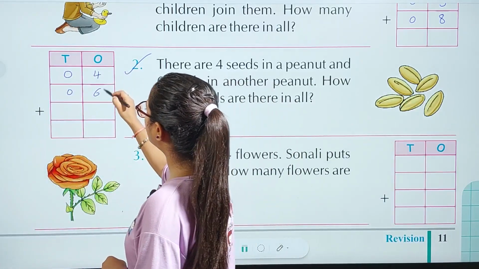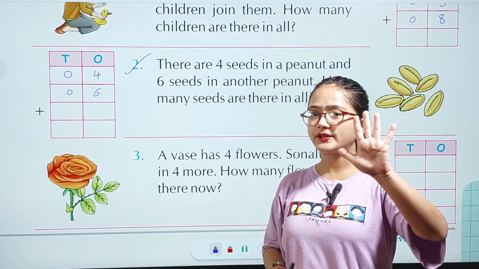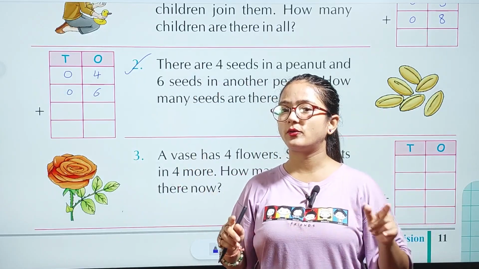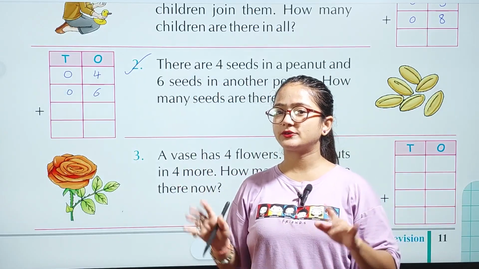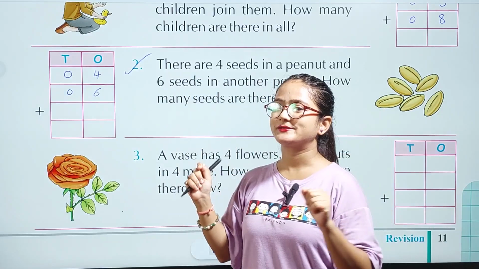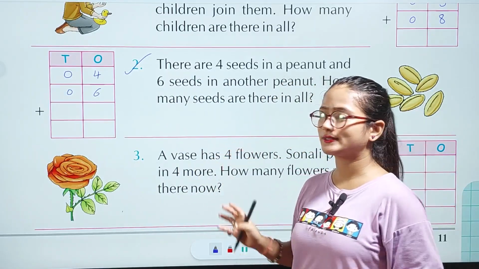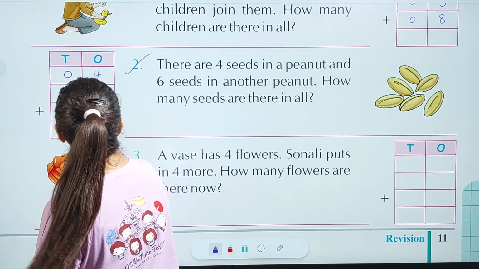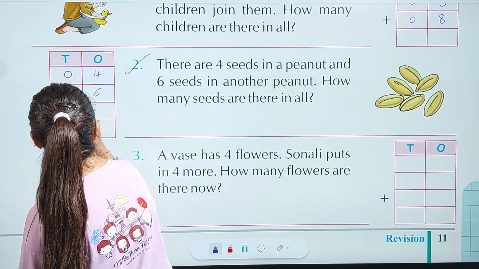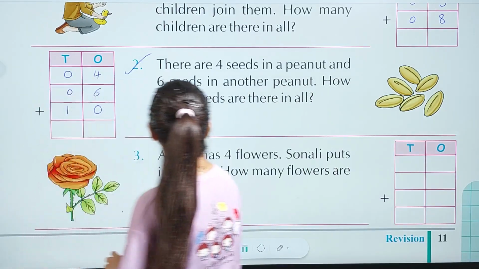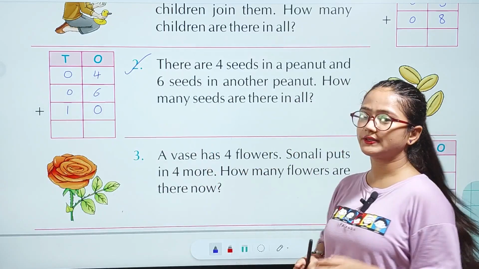Now just add 4 with 6. 4 fingers and 6 fingers. 4 plus 6. That means there are a total of 10 fingers. So how many seeds are there in total? 10 seeds are there. So write down 1, 0, 10. 1 should be in the tens place and 0 should be in the ones place. So 10 seeds are there in all.